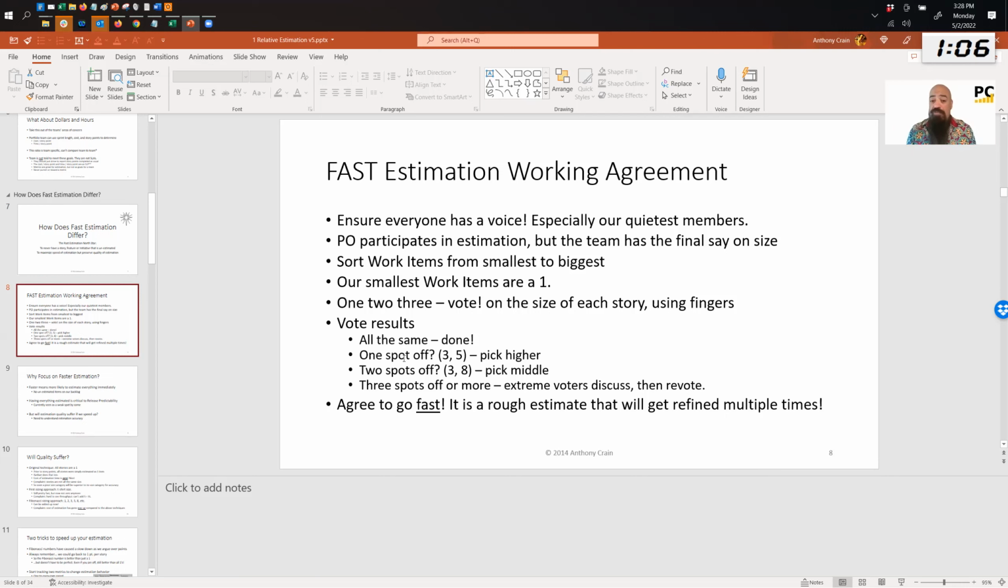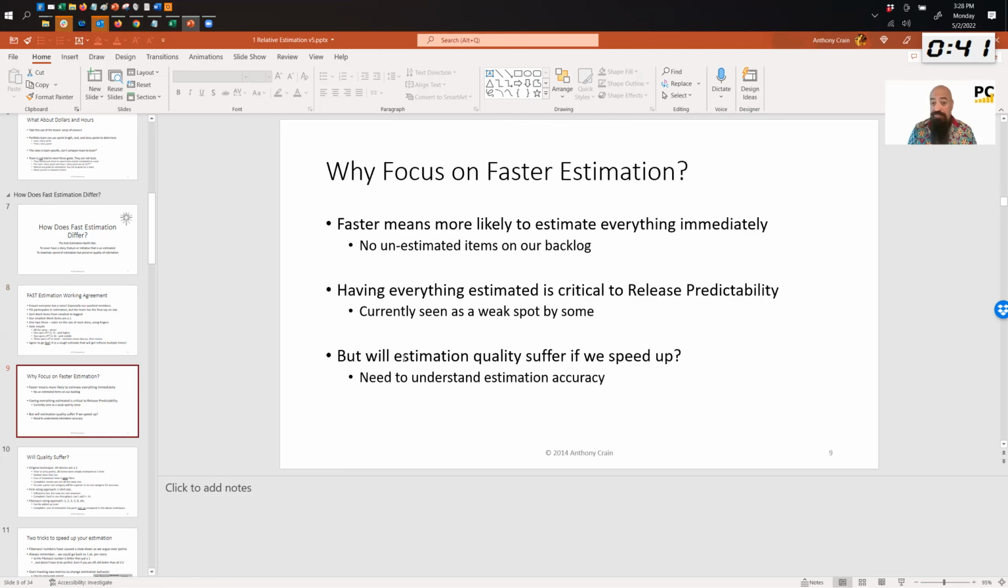If you're two spots off, in this case, 3, 5, 8, right? So those three numbers off, you pick the middle. So in this case, if you had some 3s, some 5s, and some 8s, you pick the 5. Again, if someone's passionate about that 8, or that 3, they can still speak up. But understand that we're talking about a couple of points difference. And so when it comes to loading the sprint, it's not really going to have that big of an effect. So they agree to go fast, because we're going to refine these estimates sometime in the future.